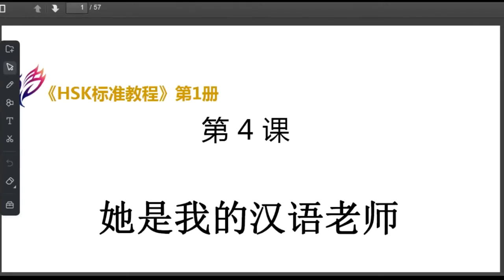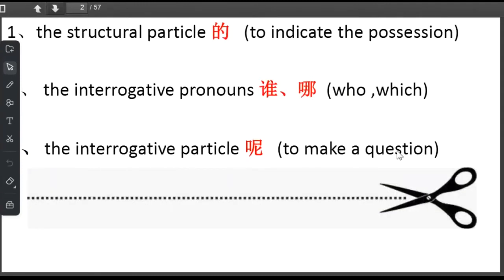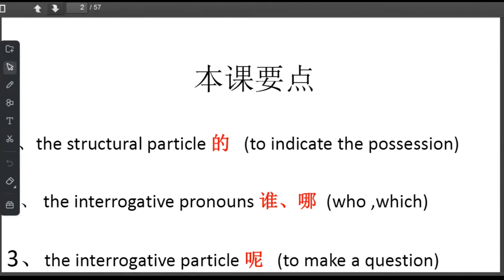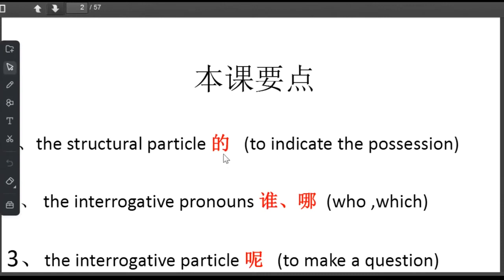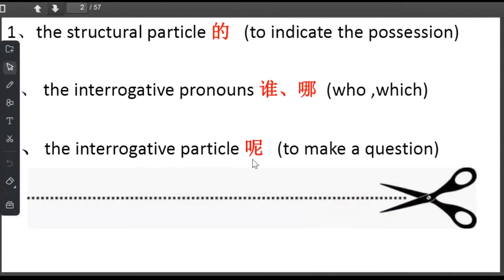第一次课，他是我的汉语老师。Lesson 4. He is my Chinese teacher. In this lesson, we will learn 4 grammar points. The first one is the 的 sentence. How to use the 的. And number two, interrogative pronouns, 谁 and 哪, who and which. And the interrogative particle 吗 to make a question.